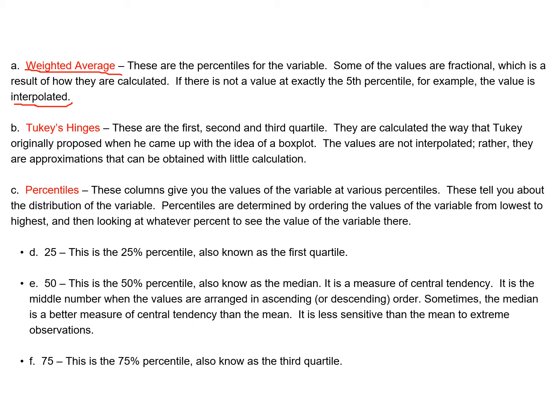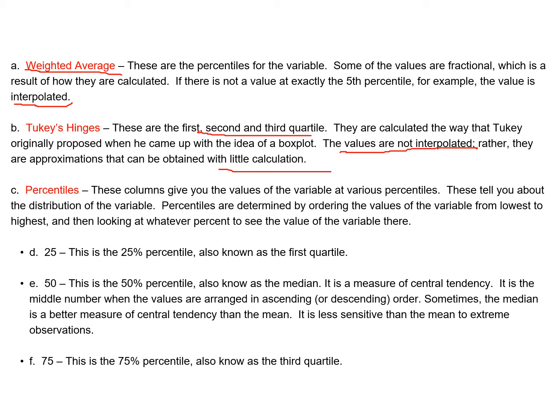This refers to the first, the second, and the third quartile result. But I want you to remember that unlike the weighted average, the values are not interpolated. They are approximations or estimates that can be obtained with little calculation. So we will talk about Tukey's hinges more in our upcoming activity.